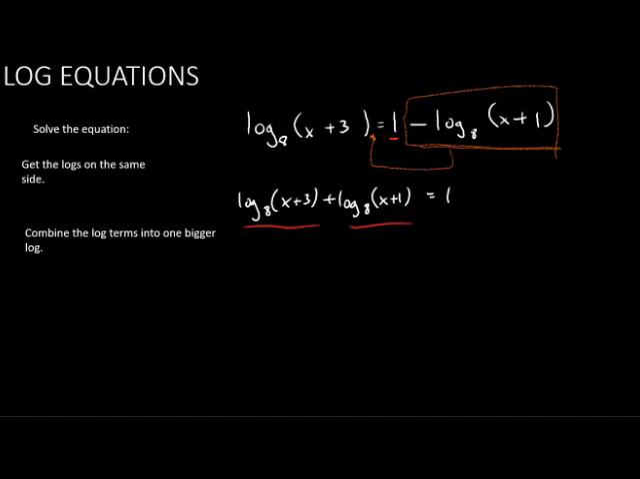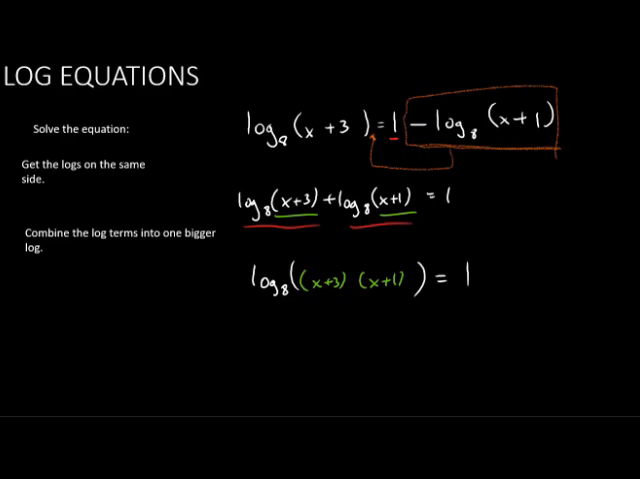When we combine them, we'll begin by writing log base 8 and then a larger parentheses. The x plus 3 will go into a parentheses inside that bigger log, and the x plus 1 will go there as well. On the right, we'll still have equals 1.